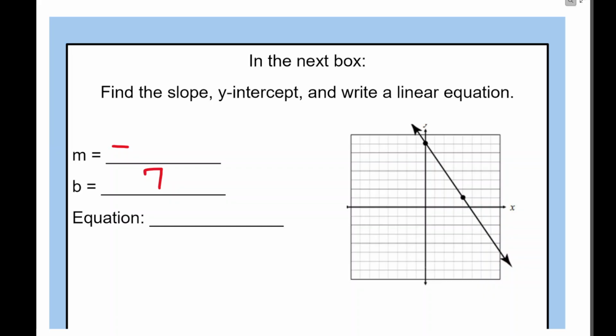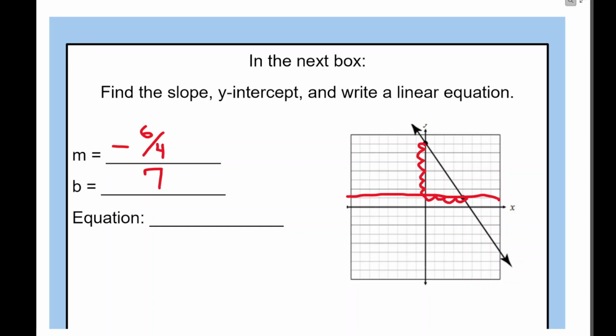So how negative? Well, one thing I said the other day is that I like to go to my rightmost point and draw a horizontal line through it so that I know where I have to stop counting. So we're going to go down 1, 2, 3, 4, 5, 6. So it is negative 6 over how many to the right? 1, 2, 3, 4. Negative 6 over 4.